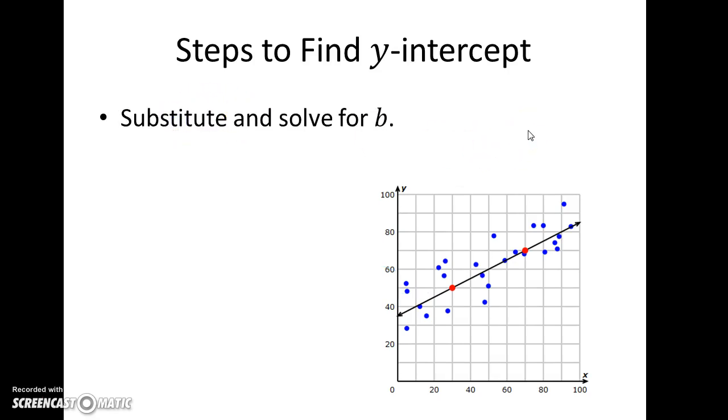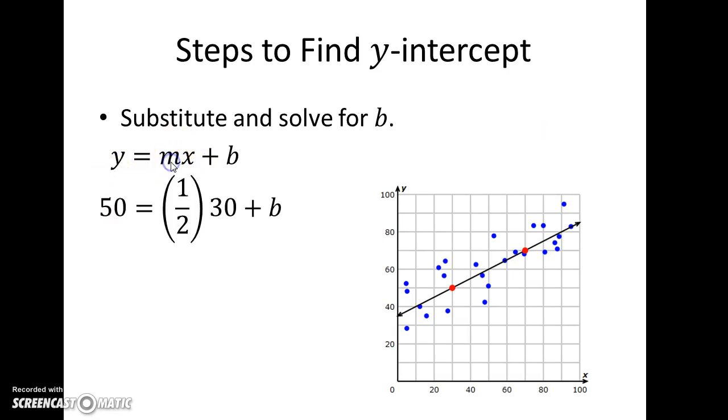We're going to substitute and solve for b now. Y equals mx plus b. Remember, m is 1/2, x was 30, y was 50. b is now the only variable in this equation. We're going to solve for b. First thing we want to do is multiply these numbers together. 1/2 times 30 is 15.